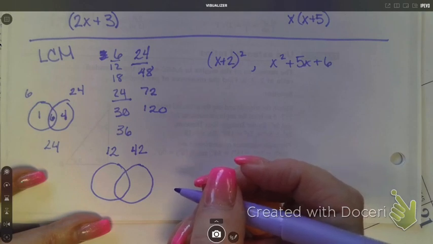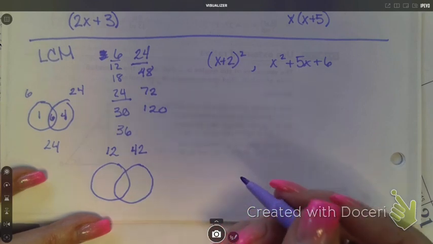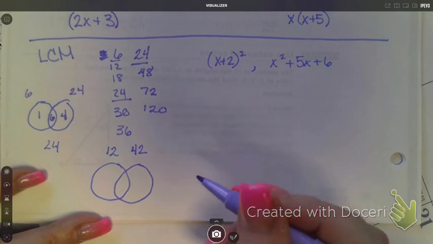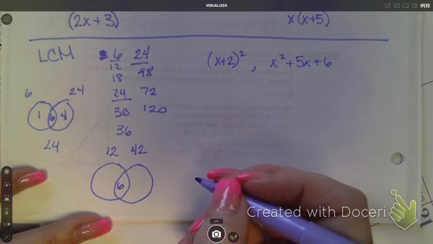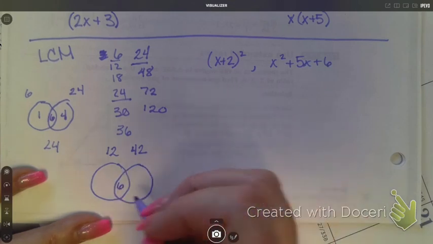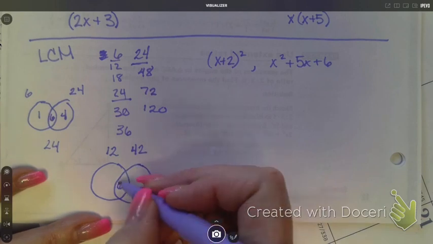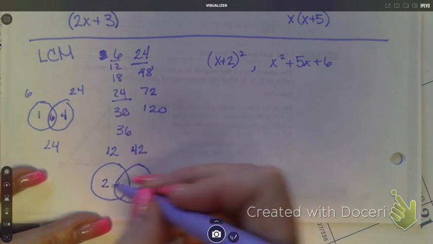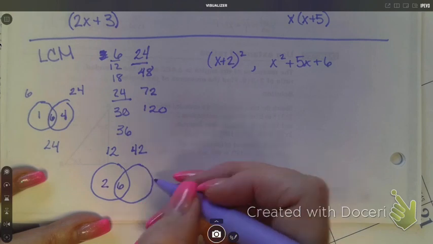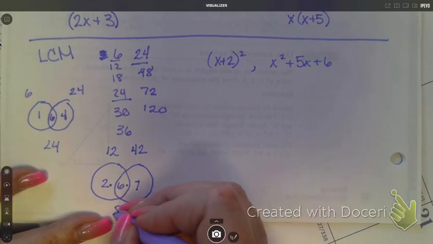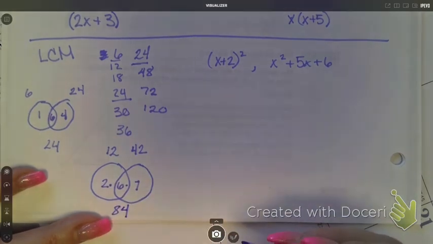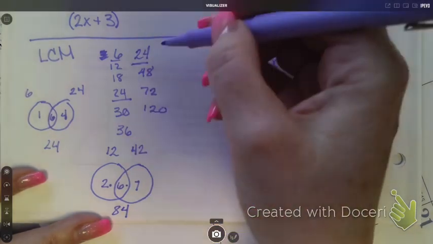3. 6. 6. If 2 and 3 both go into it, what also goes into it? 6. Don't I want the biggest one I can think of? Yeah. So 6 goes here. We're trying to get the least common multiple, but we have to get back down to factors. So 6 times what is 12? 2. 6 times what is 42? 7. So their least common multiple is 12 times 7, which would be 84.